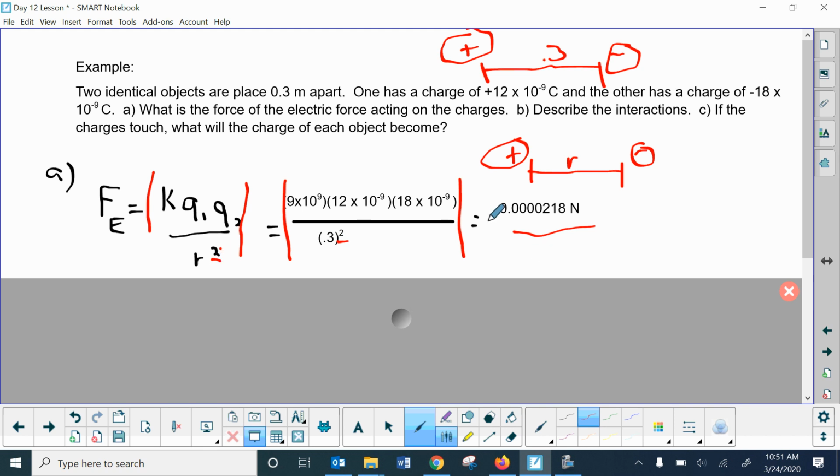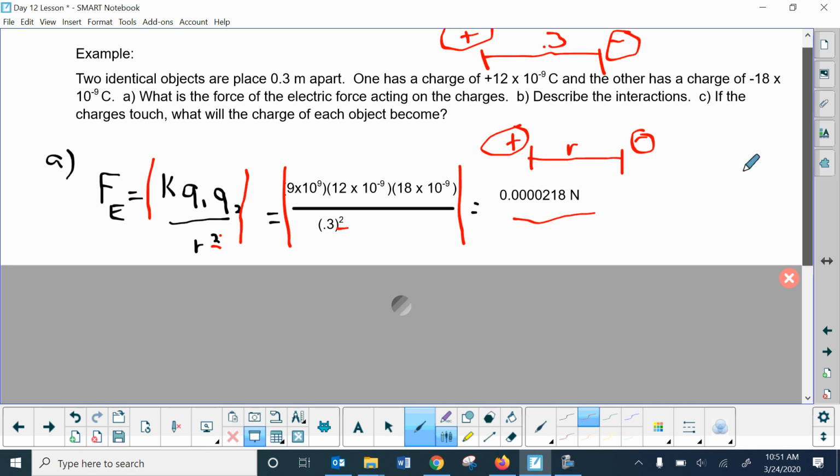You should get a number in your calculator that should be equal to this. It might say 2.18 times 10 to the negative fifth maybe, but it should be that decimal. That's the amount of force. It's not a very big force, but it's there. And then those two charges are going to try to interact in some way.